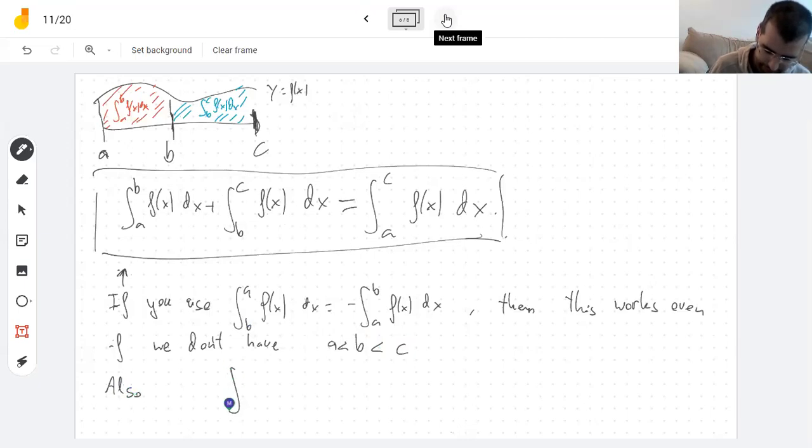Also, a silly observation: what if A is equal to A? What is this integral? You split the interval into equal length intervals, and then on each interval you make the base of a rectangle. You have the areas of all the rectangles.